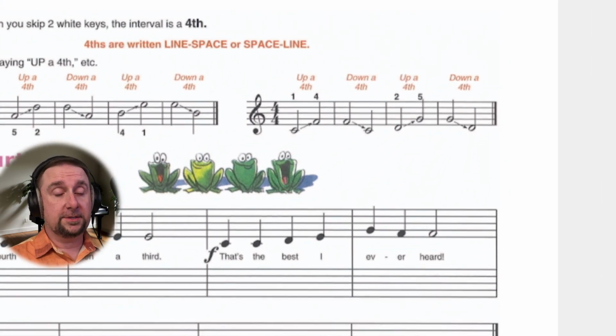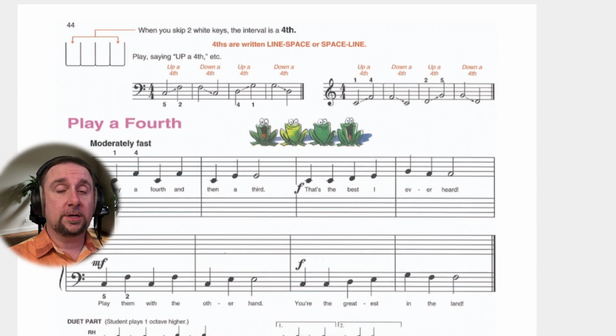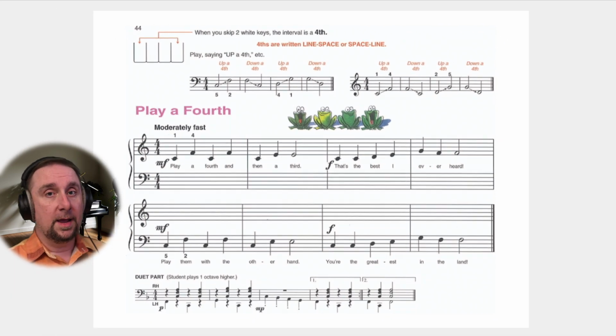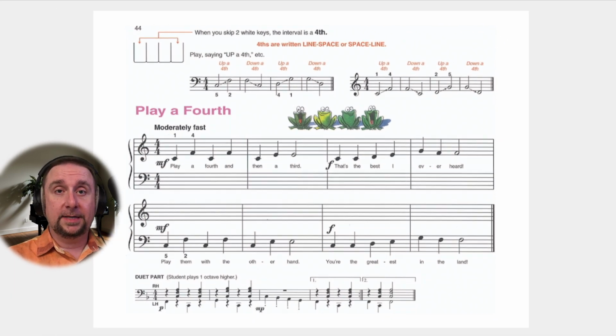Now we can spot fourths right away because fourths are always going to be a line note and a space note. When we play it on the piano, it's like skipping a third, but we're actually skipping two fingers or two notes instead of just skipping over one note.